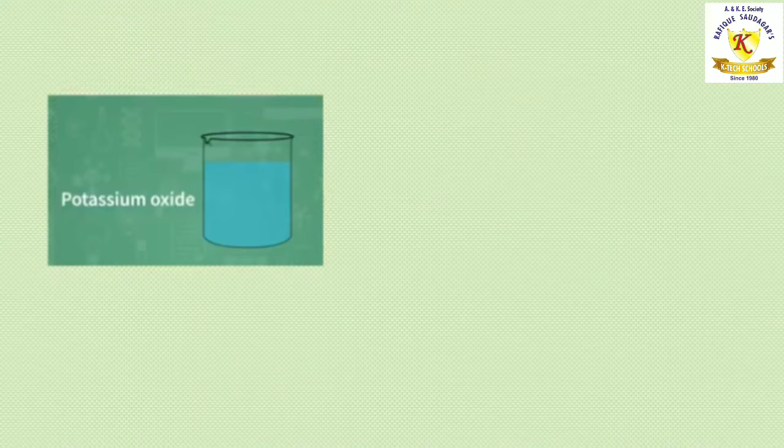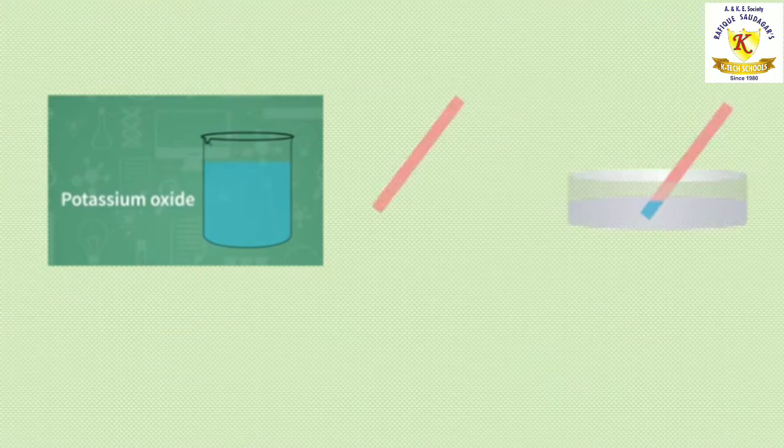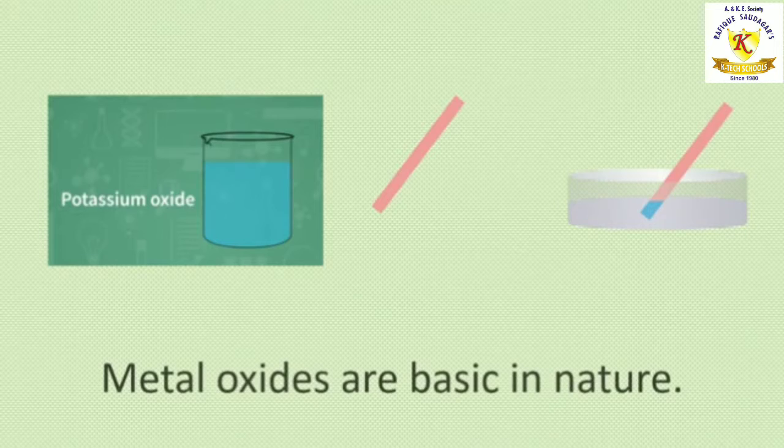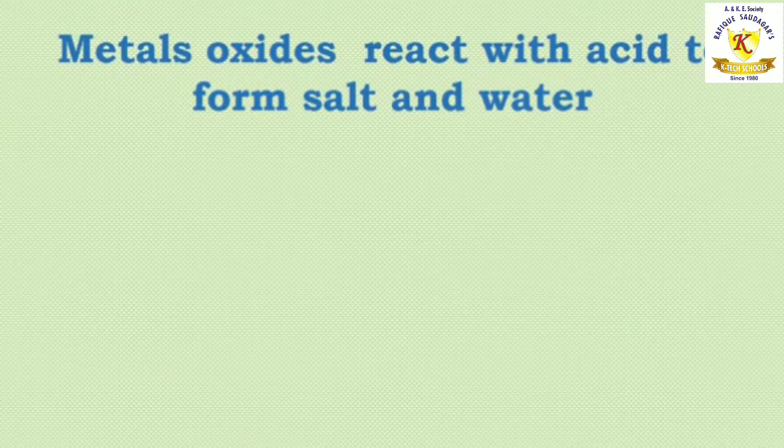Now look here. If we take potassium oxide in a beaker and dip a red litmus paper into it, it turns blue, which means it is basic in nature. So, metal oxides are basic in nature. Metal oxides react with acid to form salt and water.